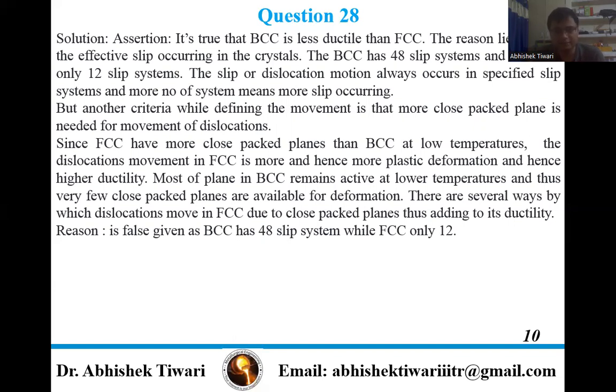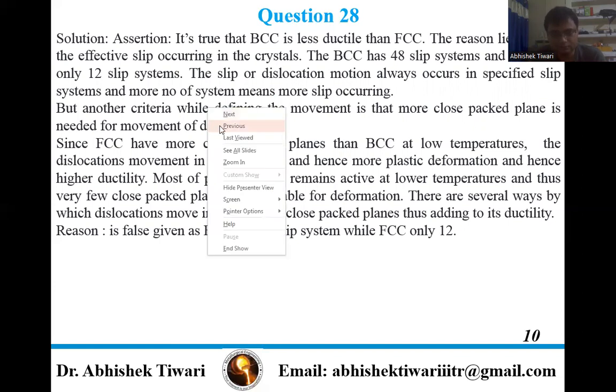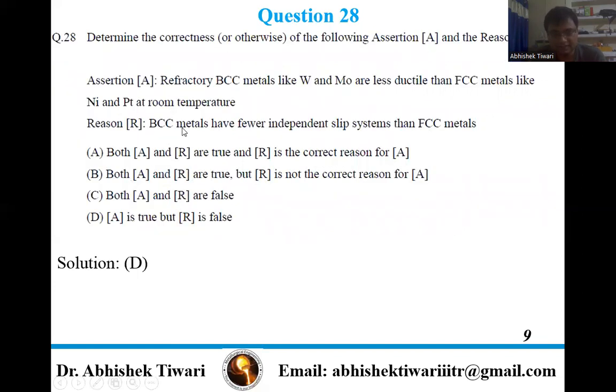There are several ways by which dislocations move in FCC due to close packed planes, thus adding to its ductility. So the reason is false, as BCC has 48 slip systems while FCC only has 12. If we see, BCC actually has more slip systems than FCC, but this reason is incorrect. So A is true and R is false. So the correct answer is D.